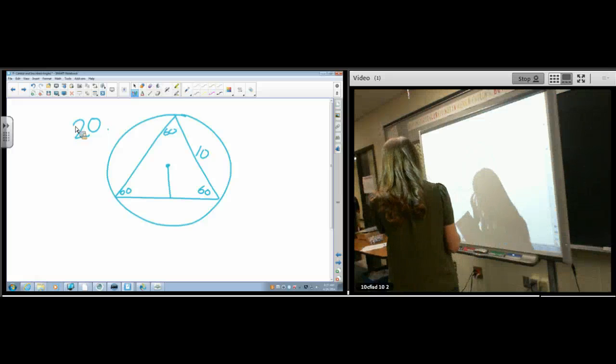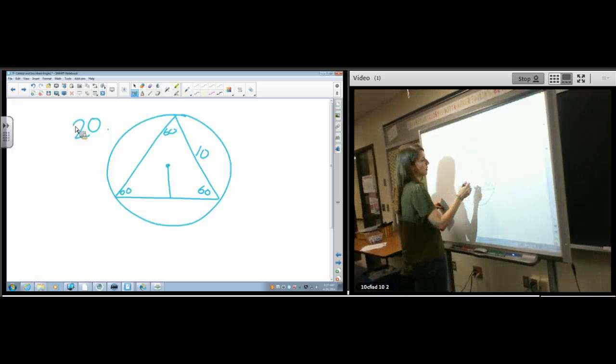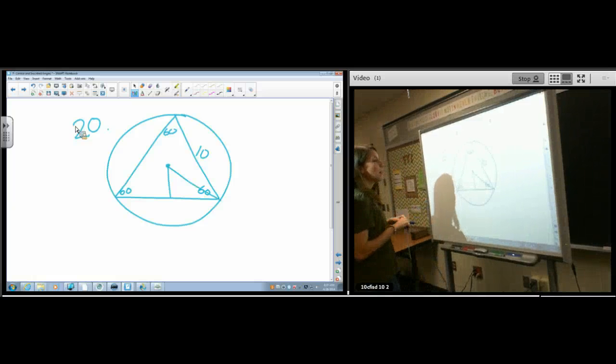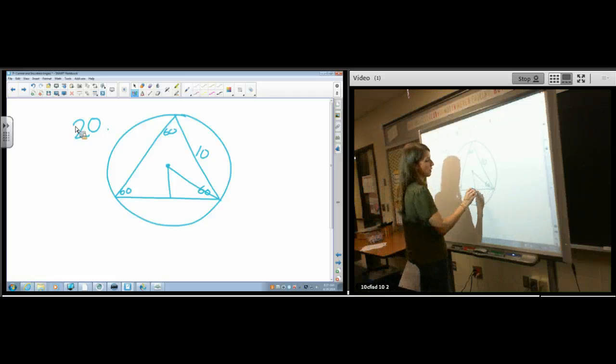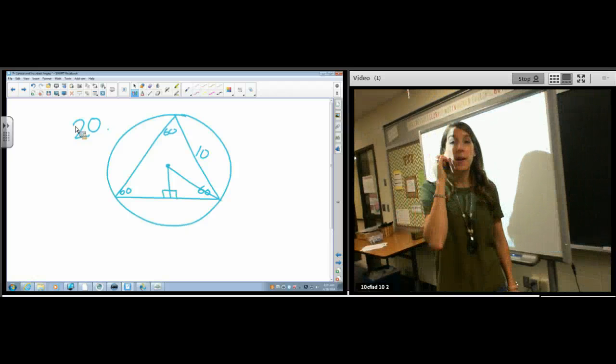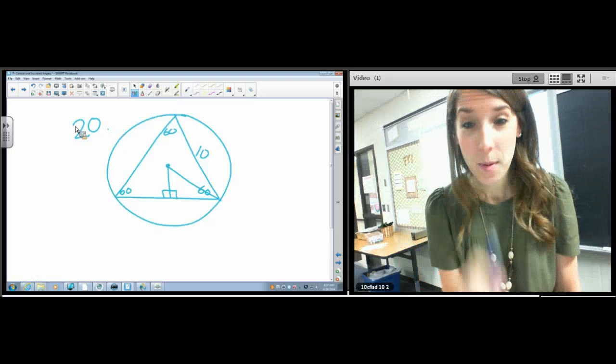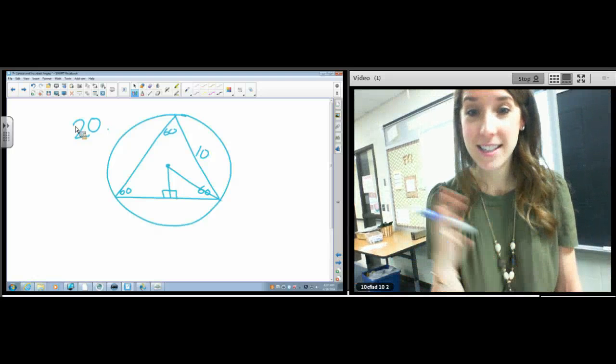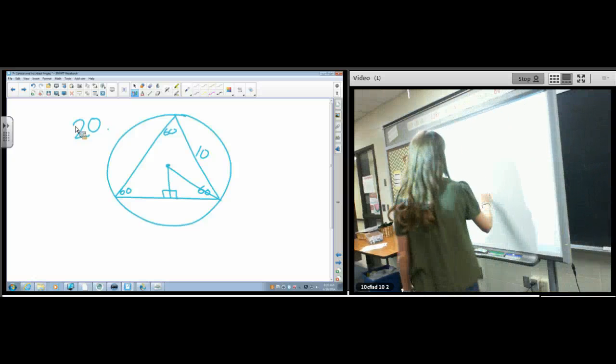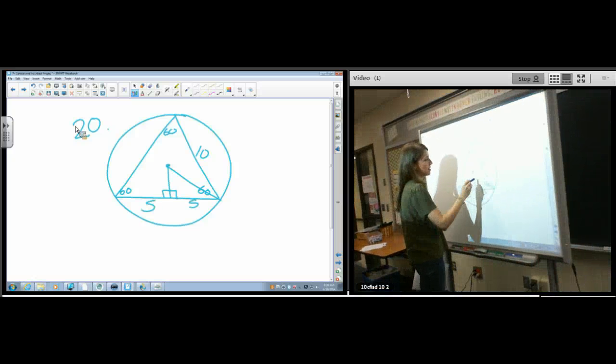So this is kind of just old stuff. We can draw ourselves a radius. I'm trying to think of how we would use chords in this, but I'm not sure we're going to get any better of a result using chords. Well, hey, we can use one of our new theorems. When a radius is perpendicular to a chord, it cuts the chord in half. So 5 and 5. And then we've got 60, 30.